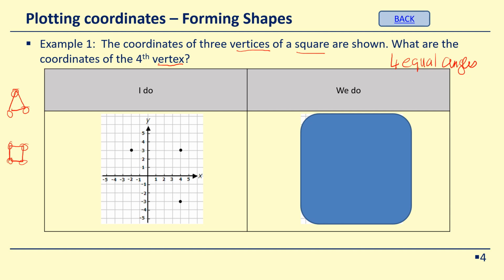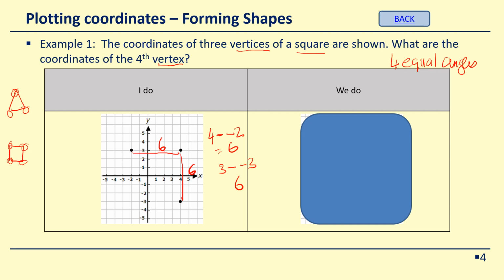Look at the length of this. You can either count the squares or you could use your knowledge of negative numbers. 4 take away -2 is 6. So that is 6. And 3 take away -3 is also 6. Well, you're told it's a square, so you'd expect it to be 6. You could either count 6 down or you could use the same.